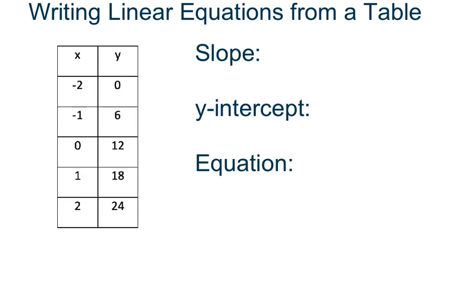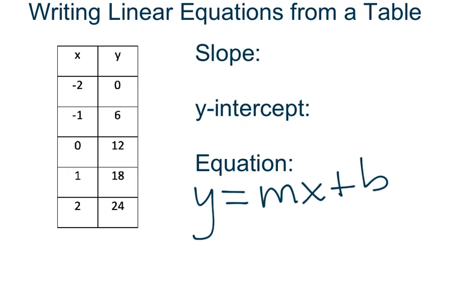Okay, so we're going to talk about writing a linear equation from a table. There is a difference between writing a linear equation from a table and writing one from a graph. However, the equation is the same. Our equation that we always talk through is y equals mx plus b, where m is your slope and b is your y-intercept. That isn't anything different from a graph.